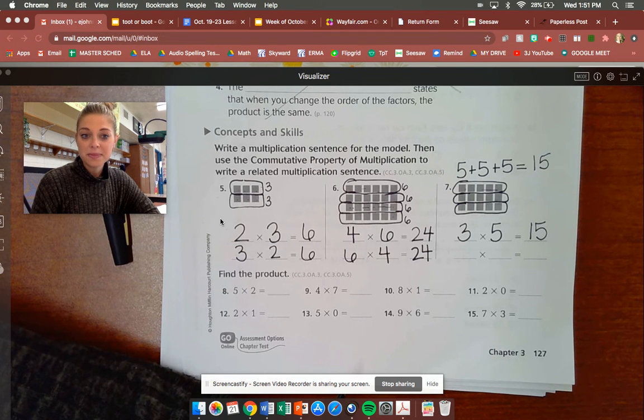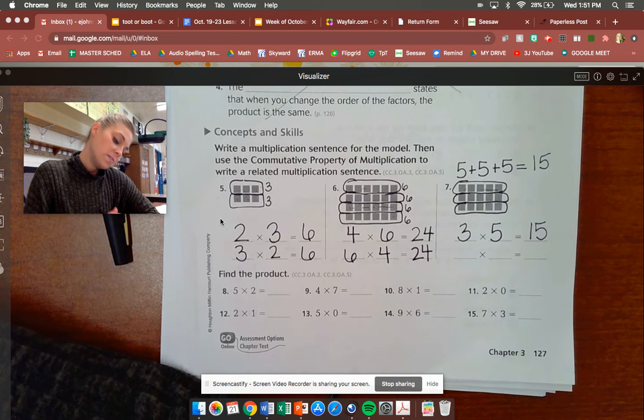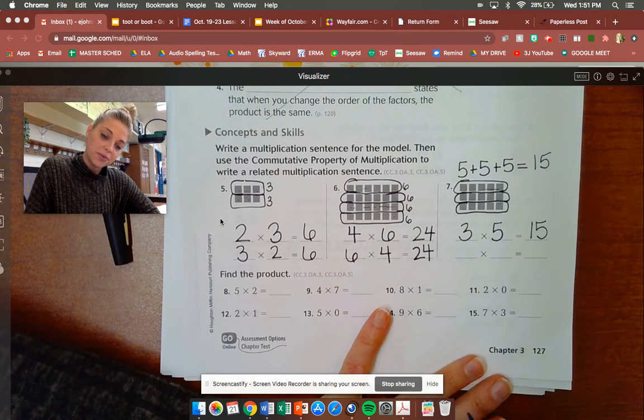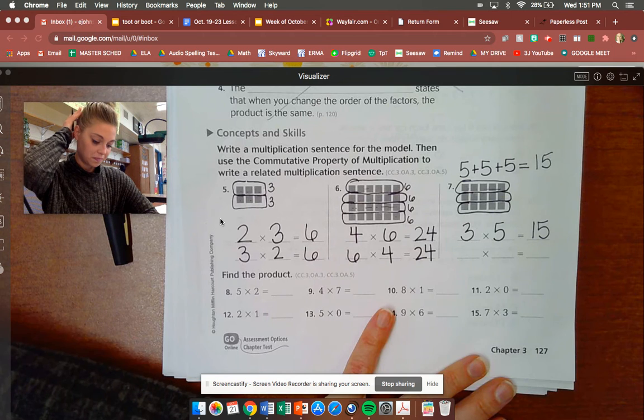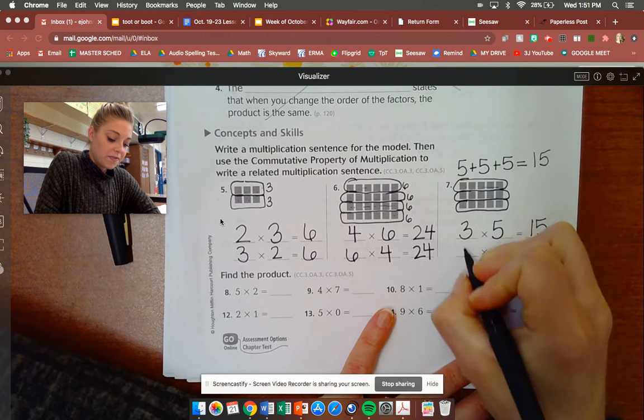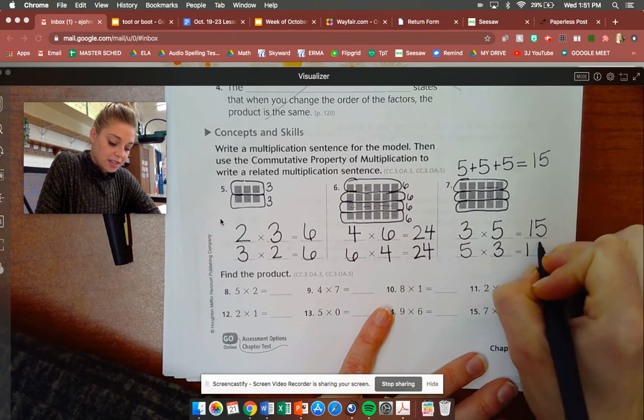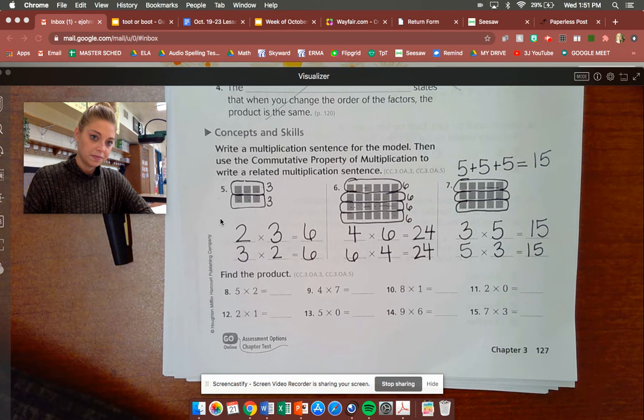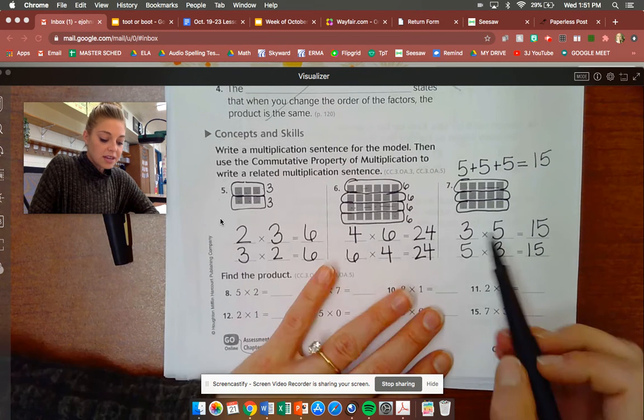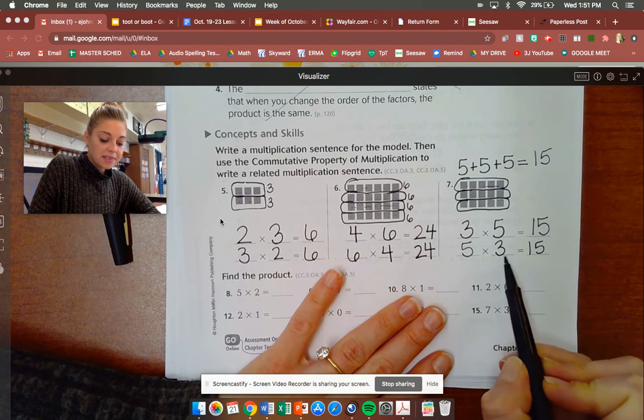And the related multiplication fact using the commutative property of multiplication would be these numbers flip-flopped. So what do you think it would be? It would be 5 times 3 equals 15. Now, do you think that the picture would look different for 5 times 3?